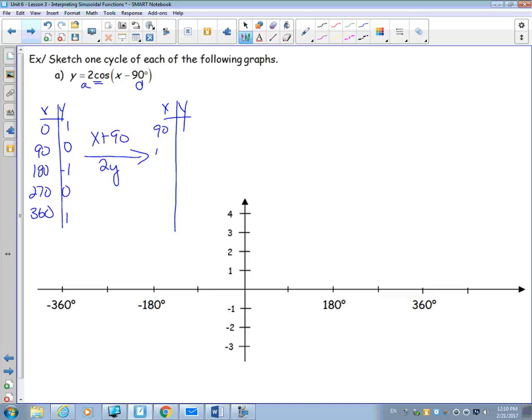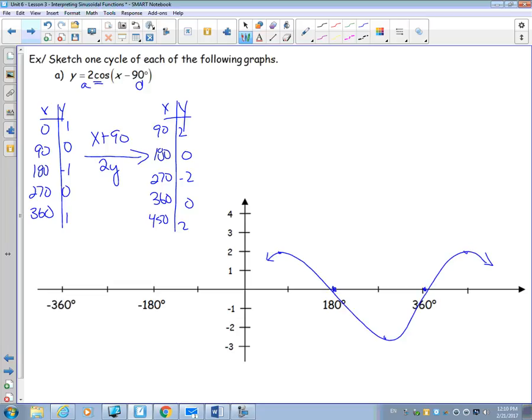So if I add 90 to my x's, I'll go up by 90, which is kind of nice. And then I double my y's, and then I can graph this. 90 and 2, 180 and 0, 270 and negative 2, 360, 0, 450. And there's my curve. Quick and easy.